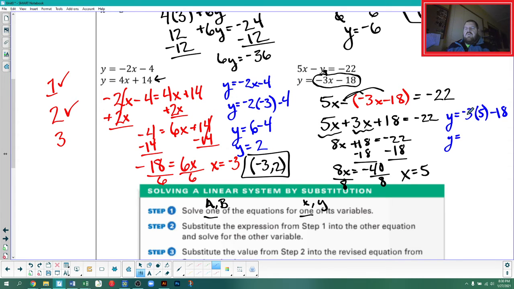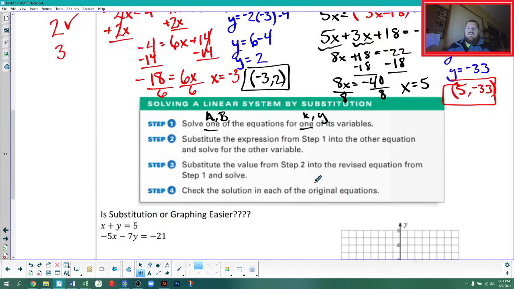So I get y equals -3 times 5 is -15. And then minus 18, and that might be tricky. I'm not going to say that you can't use a calculator, but it's going to be -33. So I get an answer. X is 5. Y is -33. Okay? And that would be my answer there. Again, looking for the point where the two lines cross.